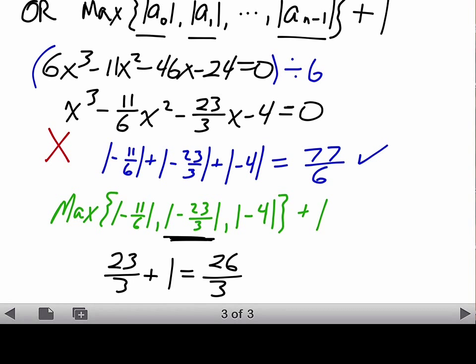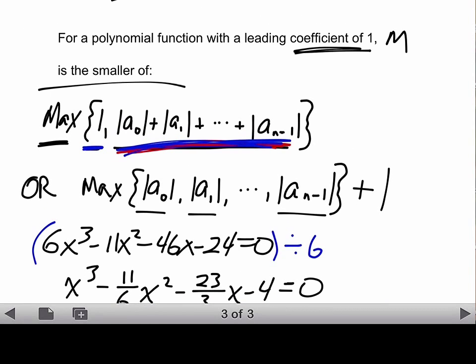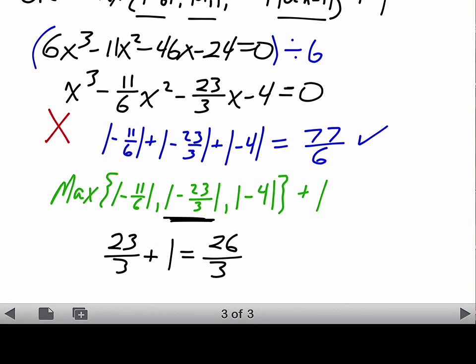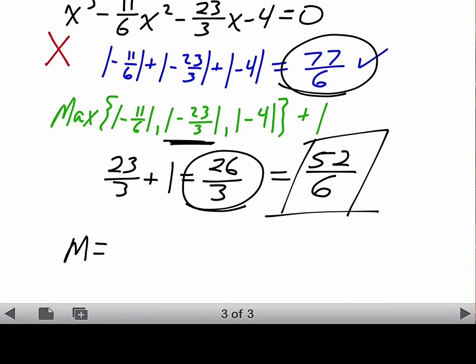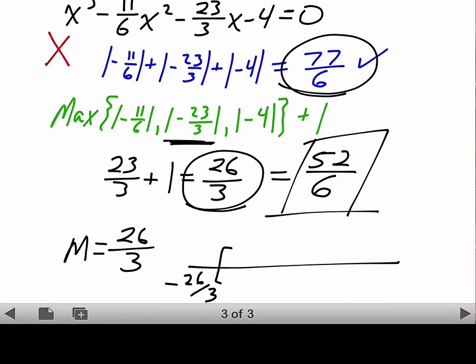Let's see what we were looking for. I'm going to scroll back up. The smaller of the results of what we just did, either 77/6 or 26/3. Since 26/3 is 52/6 when we get common denominators, the smaller of those two is 26/3. So m is 26/3. What we've now found is that all of the zeros are contained between negative 26/3 and 26/3. It is a bound on the zeros.